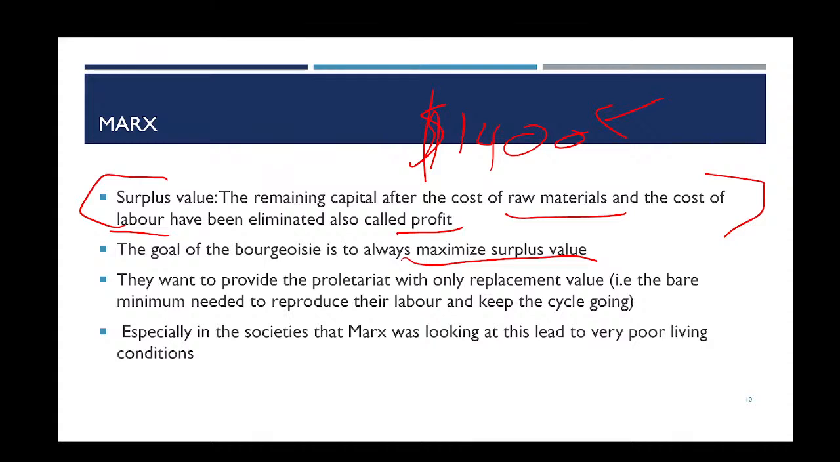And you do this in a couple of basic ways. The principal one is by keeping wages really low. Because the cost of raw materials, Marx doesn't really think there's much to be done about it. The cost of raw materials is what it is. So the only thing you can really affect as a factory owner is the cost of labor. So your goal in the bourgeoisie is to keep wages as low as possible, so that by the time you subtract the cost of materials and the cost of labor, this number is as big as possible. If you suddenly start treating workers really well and you give them fair wages, your profit is going to decline. Your surplus value is going to be lessened.